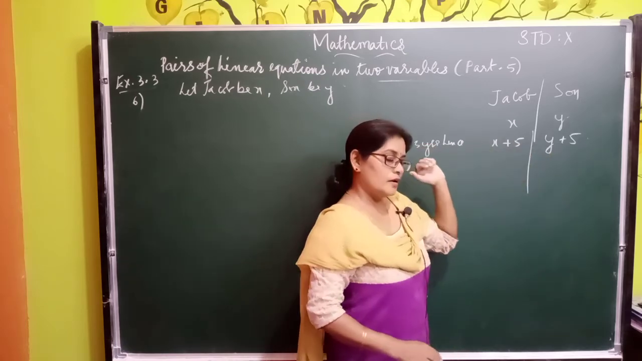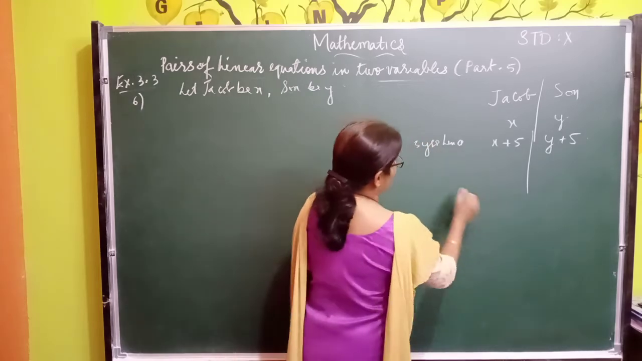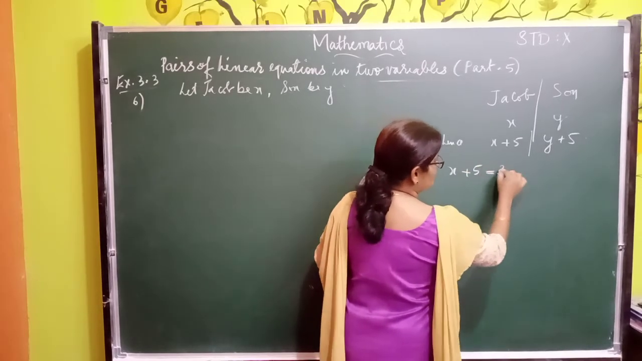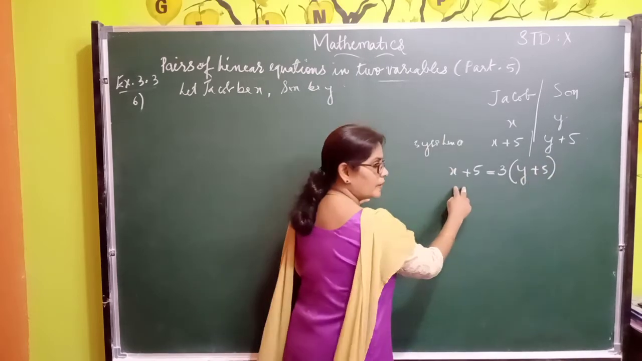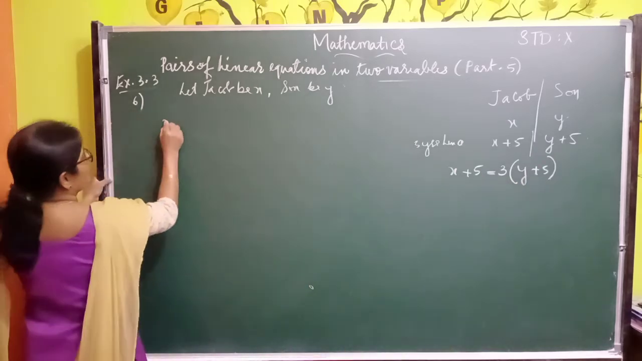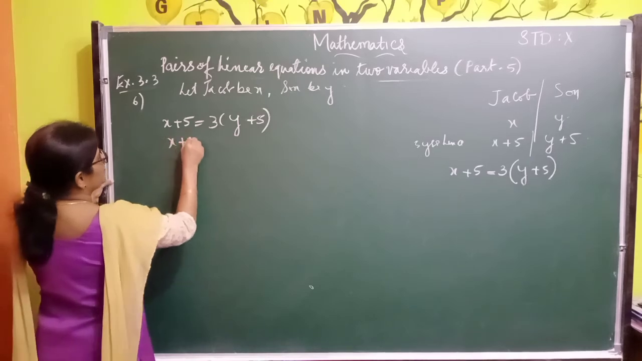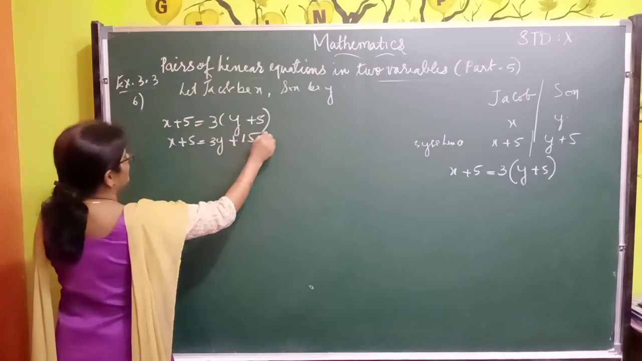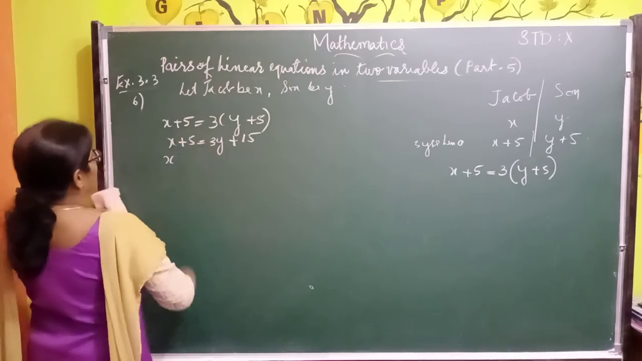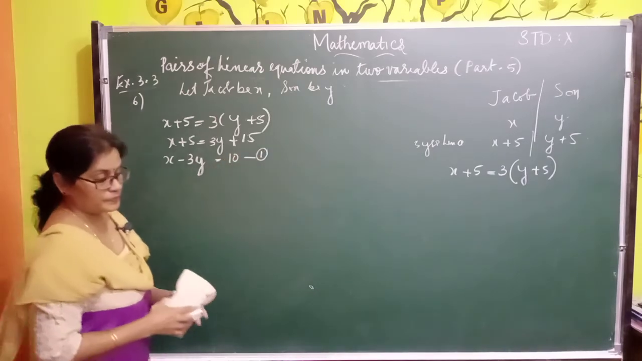So it is given, Jacob will be 3 times that of his son. X plus 5 is equal to 3 into Y plus 5. X plus 5 is equal to 3y plus 15, and X minus 3y equals 15 minus 5, which is 10. Equation 1.